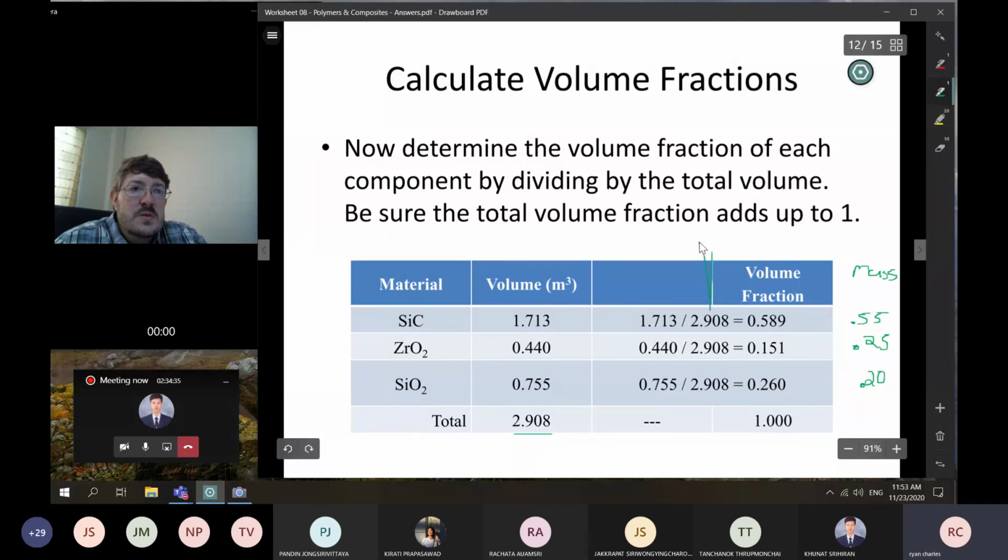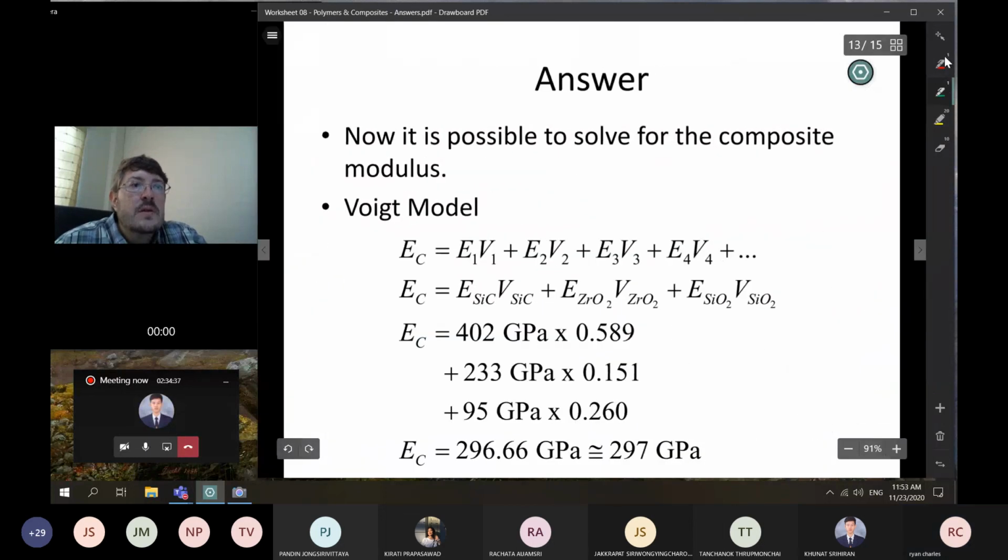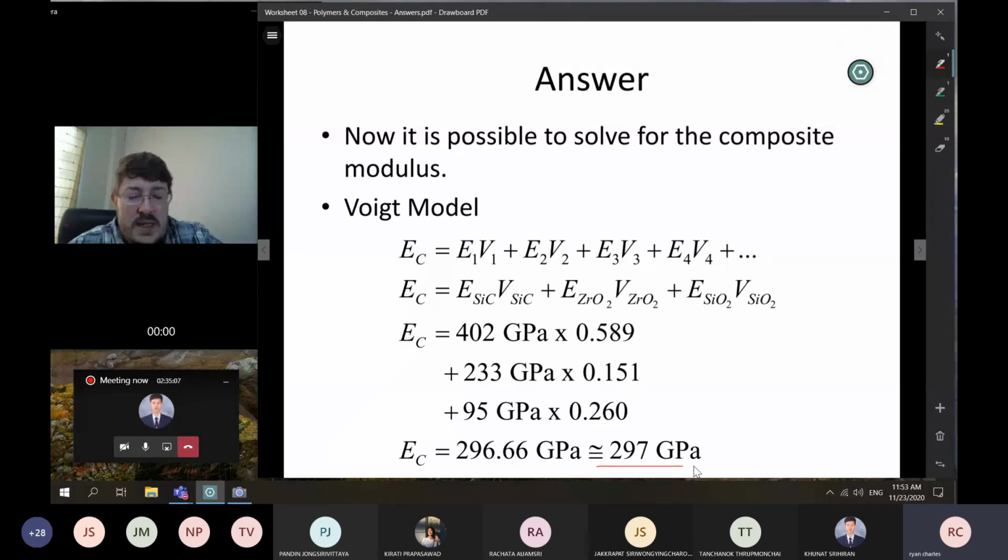All right. So this is what we wanted, mass fraction. Now it's possible to solve for the composite modulus. So here's the Voigt model. We only have 3 terms: silicon carbide, zirconium oxide, and silica. Modulus times volume fraction plus modulus times volume fraction plus modulus times volume fraction. About 297 gigapascals. All right, mixing those 3 together in those proportions.